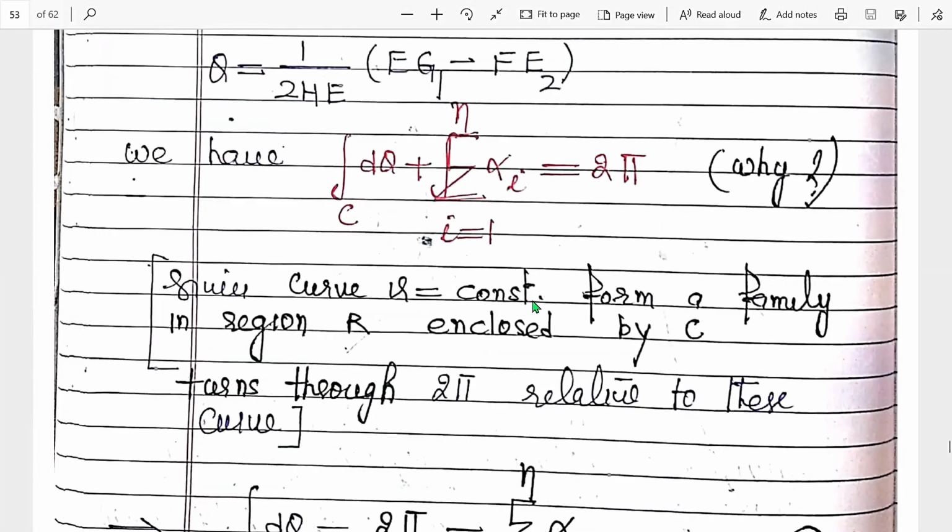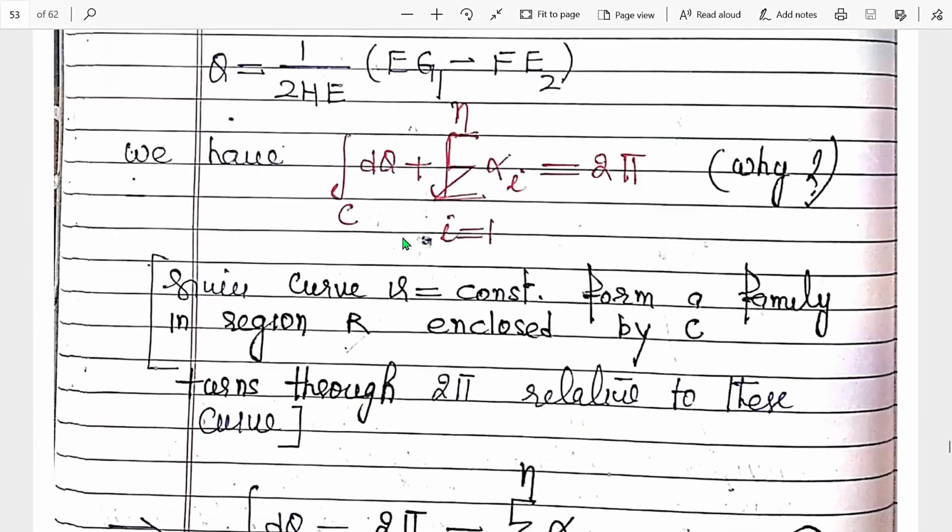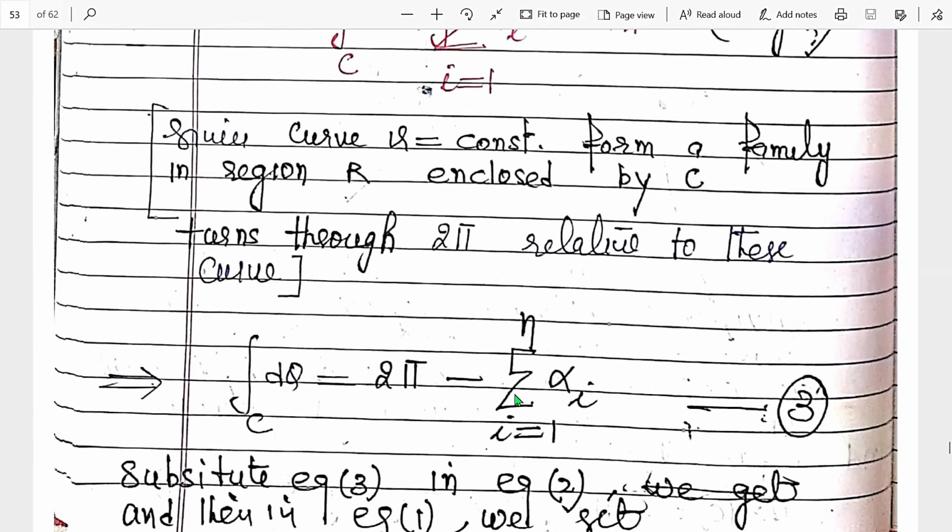Since the curves v equal to constant form a family in the region R enclosed by C, C turns through 2 pi relative to these curves. So remember this result. The value of the integral of d theta around C is equal to 2 pi minus the summation of alpha I, I running from 1 to n. That is equation number 3.